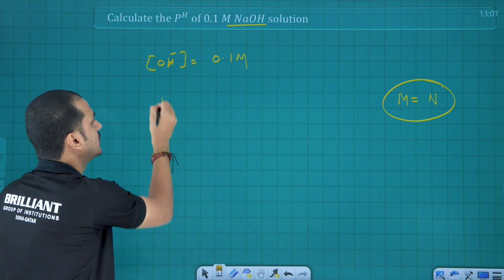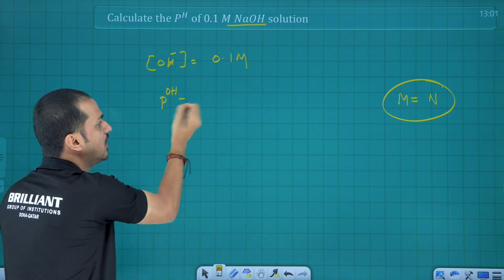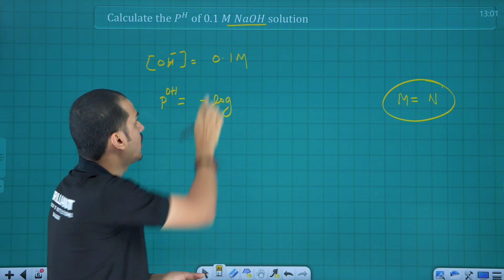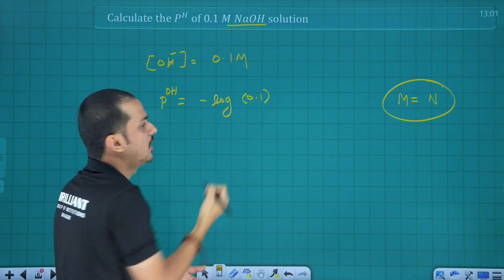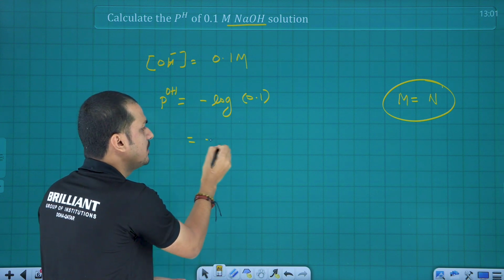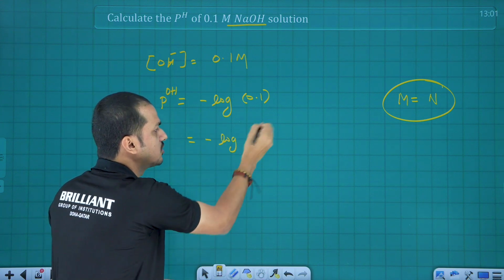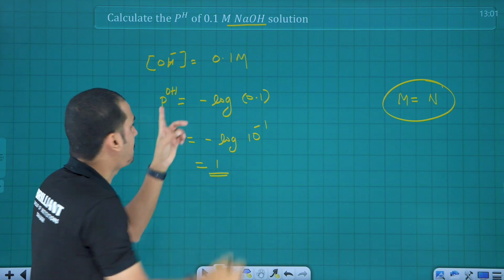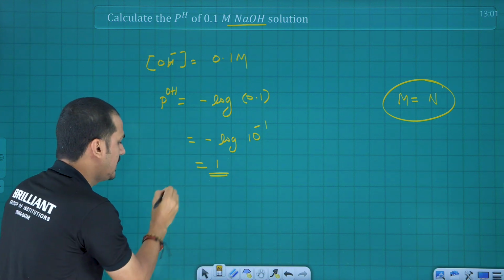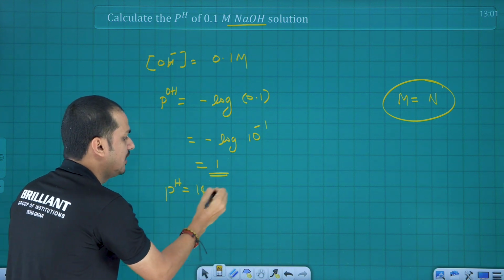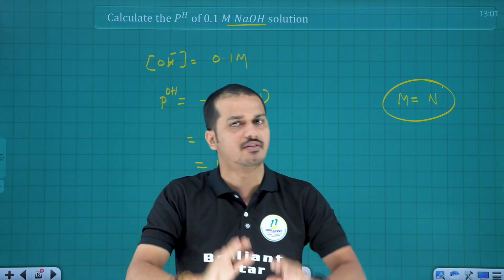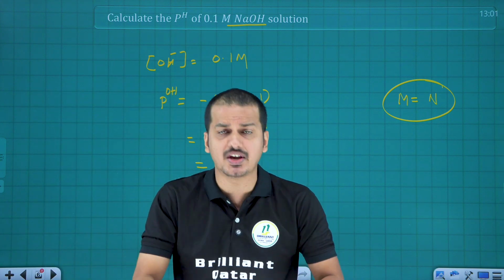Then how will we find out the pOH? pOH is equal to minus log 0.1. Minus log 0.1 means minus log 10 raised to minus 1. That minus 1 I can take outside. So 1 will be the pOH. Then what is pH? pH equal to 14 minus 1, 13. Yes, the answer is perfect. Greater than 7 is coming. Correct? This is the way we are calculating.